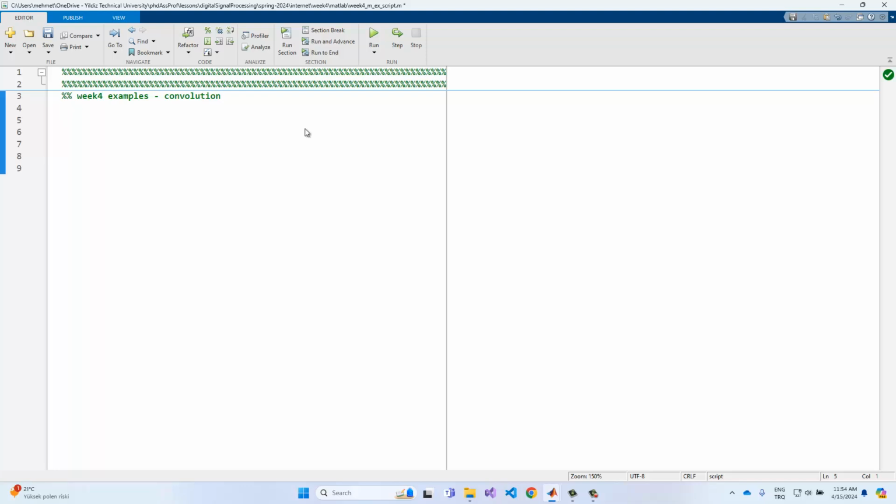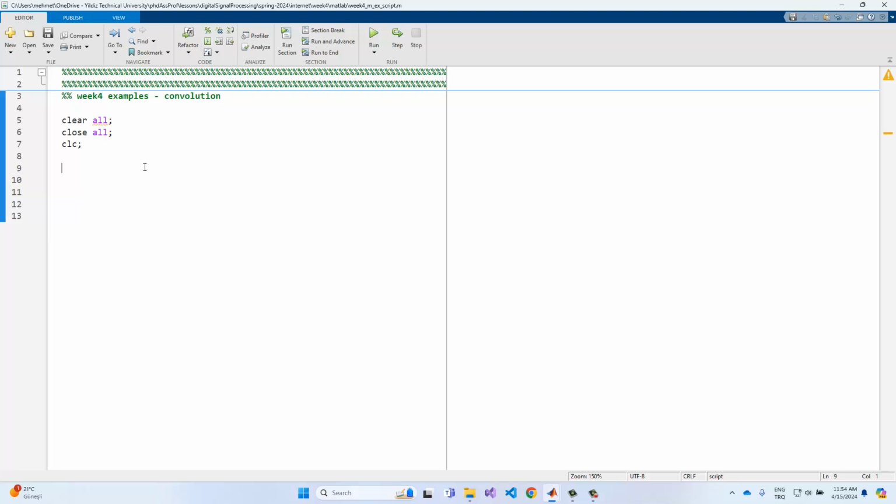Okay, first of all we need to give clear all, close all and clc. These are the predefined commands for clearing all the data and closing all the figures, and the command history can be deleted using the clc command.